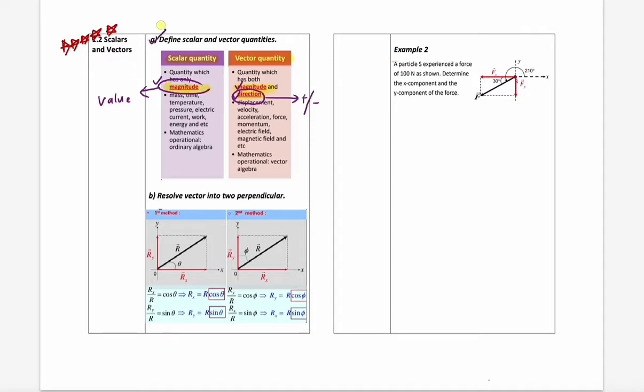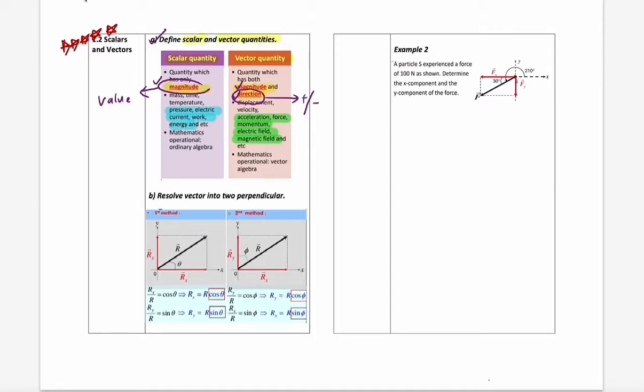You have to remember, scalar quantity only has magnitude and vector quantity has magnitude and direction. So familiarize yourself with the examples of scalar and vector quantity. We have electric field, magnetic field, etc., acceleration, force, momentum. These are examples of vector quantity. And for scalar quantity, we have pressure, electric current, work, energy. These are examples of scalar quantity.